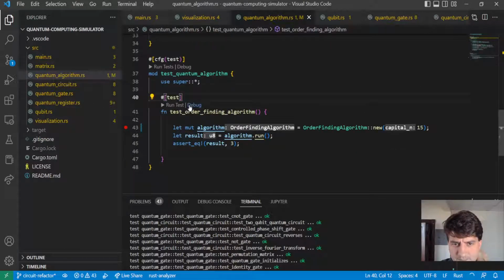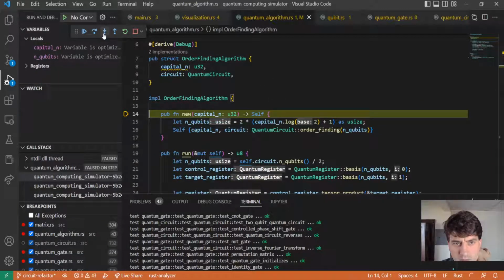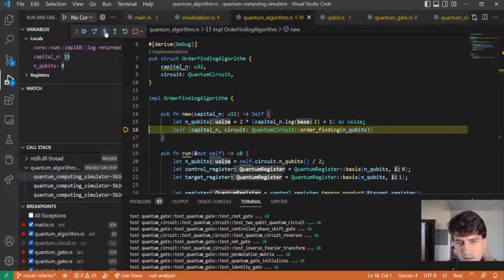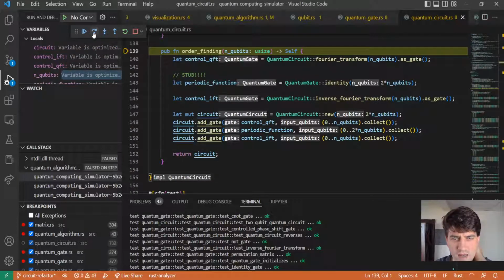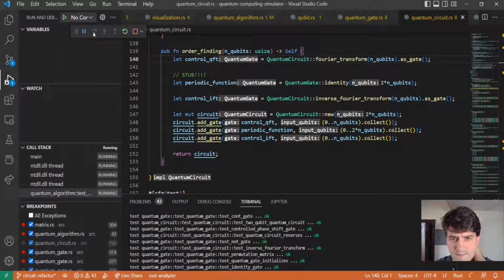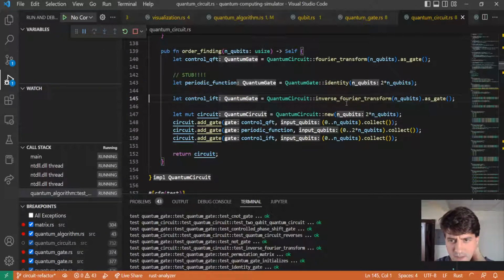Let's see if we can tell. Drill in here. So capital N is 15. It's going to be 8 qubits. So 2 to the 8 times 2, so 2 to the 9. And it's able to instantiate the matrices. And then I expect the inverse Fourier transform step to take some time.